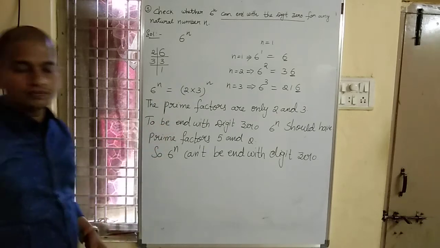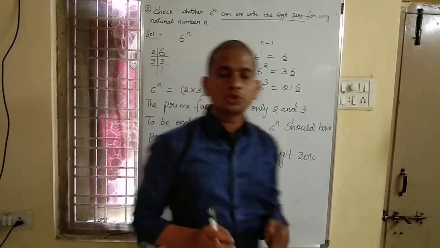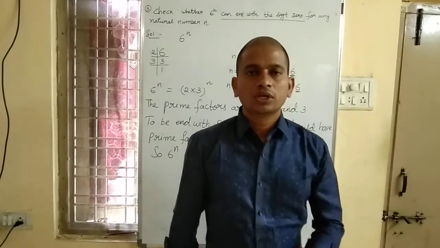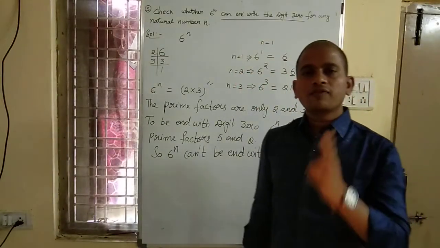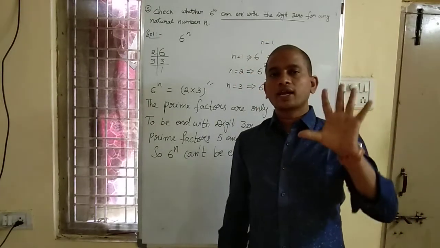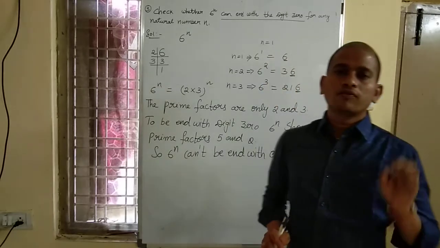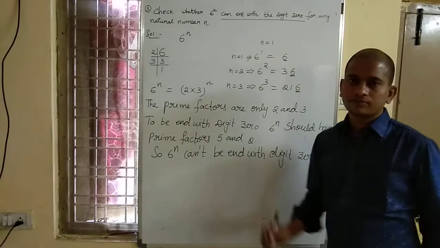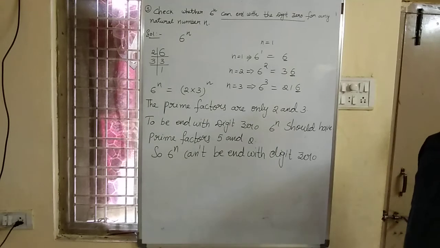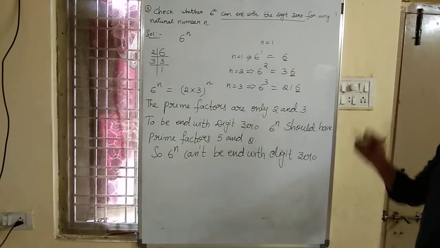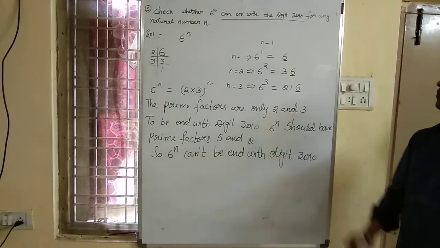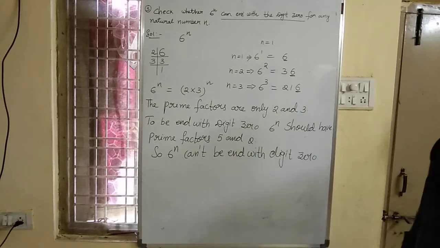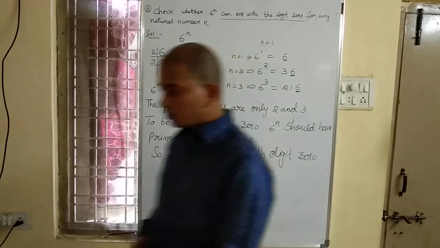I hope you understood. If anything wants to end with digit 0, it should contain the prime factors 2 and 5. Which is an important question. Check whether 6 power n can end with digit 0 for any natural number n. Okay, so coming to the fourth question.